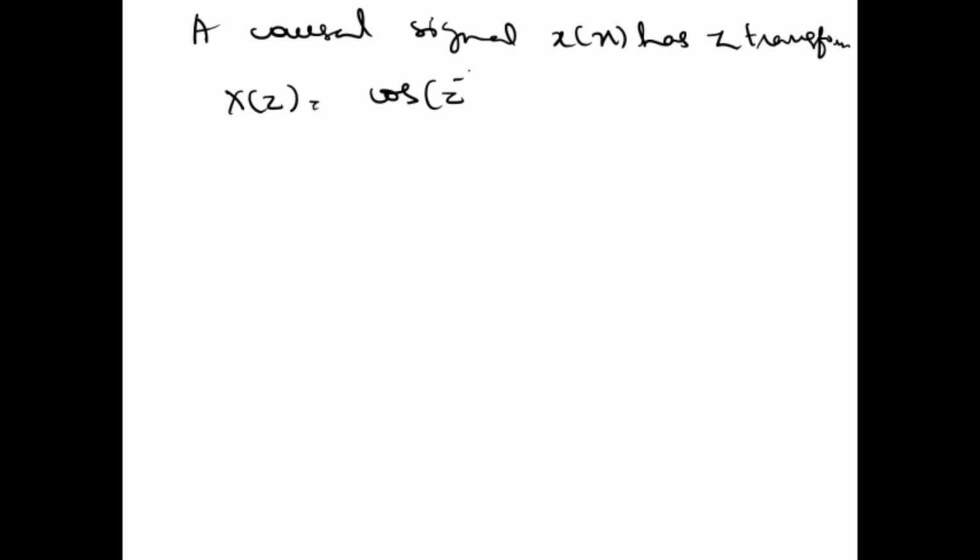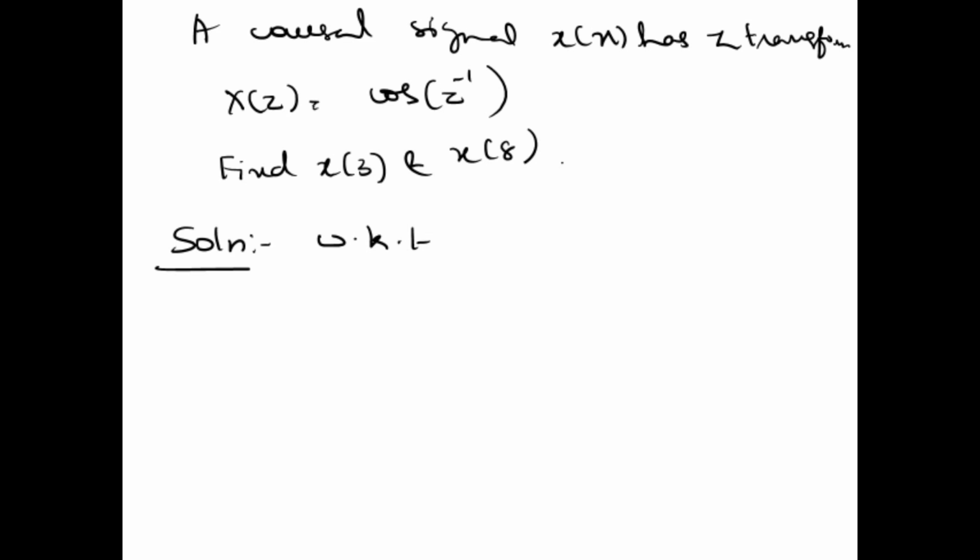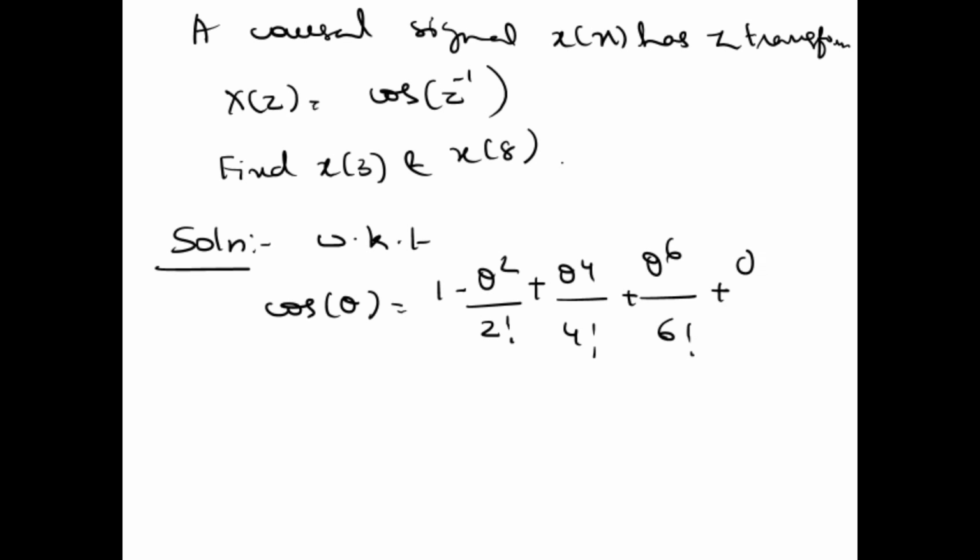A causal signal x of n has z transform x of z is equal to cos z inverse. Find x of 3 and x of 8. We know that cos theta is equal to 1 minus theta square divided by 2 factorial plus theta to the power 4 divided by 4 factorial minus theta to the power 6 divided by 6 factorial plus theta to the power 8 divided by 8 factorial plus so on. So it is minus, not plus, minus.